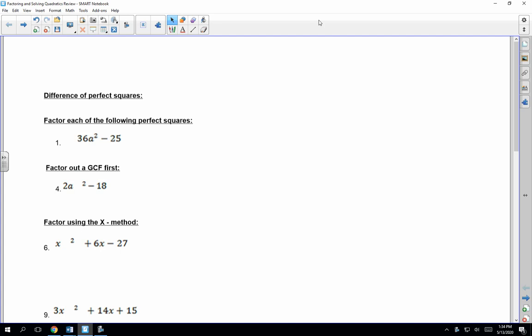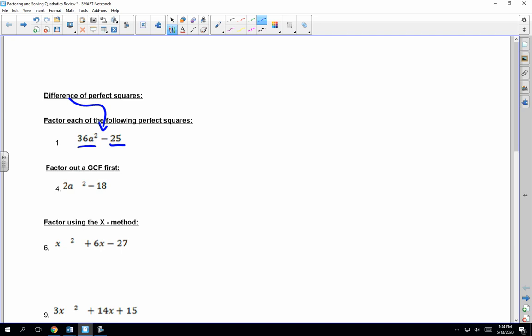One thing that's nice about factoring is that there's a built-in check. I'll show you how that works here, but the check is to multiply, because multiplying, or using FOIL in some cases if it's a binomial times a binomial, is the inverse operation of factoring. So this first one is called a difference of perfect squares, and it's got a 36a squared as the first term, and a 25 as a second term. It's a difference because it's got a minus sign right there.